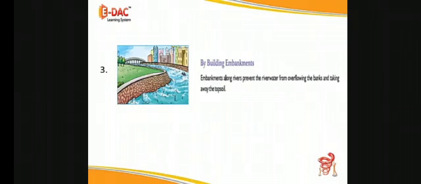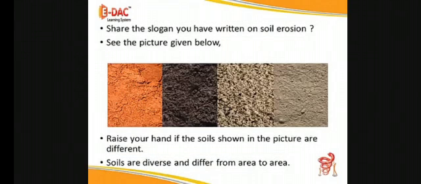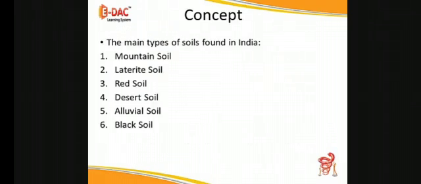Embankments along rivers prevent the river water from overflowing the banks and taking away the topsoil. Let's take some examples. Raise your hand if the soils shown in the picture are different. Soils are diverse and differ from area to area.